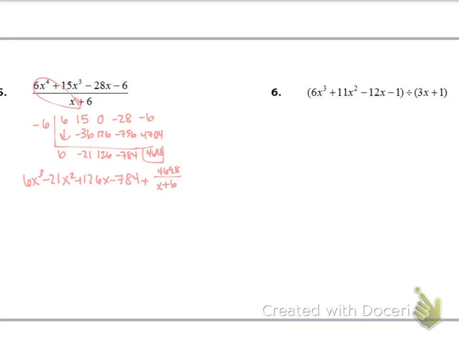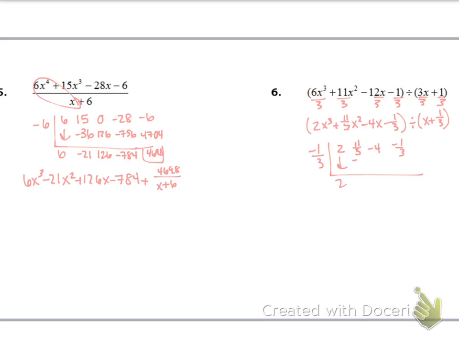Okay, my next one, we have to divide 3 out of all of them. Because these are going to be repeating decimals, we're going to keep it as a fraction. So it becomes 2x cubed plus 11 thirds x squared minus 4x minus 1/3, because if we change it and round it, it's going to change our problem completely. So this is going to be x plus 1/3, so I'm putting a negative 1/3 out here. My 2, 11/3, negative 4, negative 1/3.